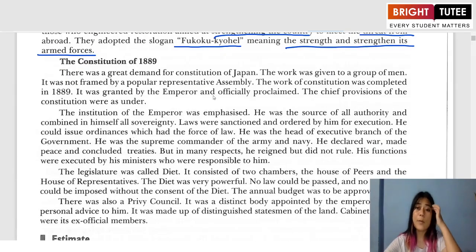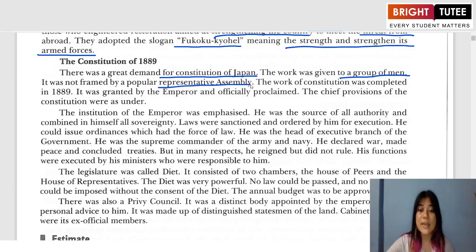All right. Now, as these changes began to take place, there was a great demand for a constitution for Japan. For the formation of the constitution, the assignment was commissioned by the emperor to a group of men. This group of men did not come from a representative assembly; they were selected by the emperor. The draft of the constitution was completed in 1889, and the constitution was granted by the emperor and officially proclaimed. There were many chief provisions provided by this new constitution of Japan.